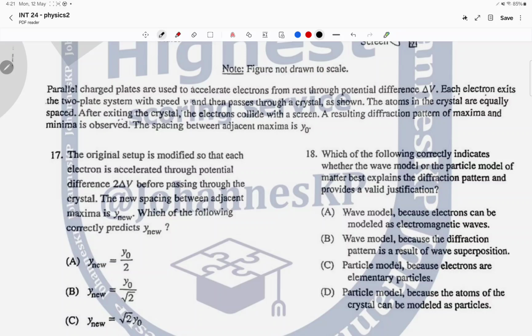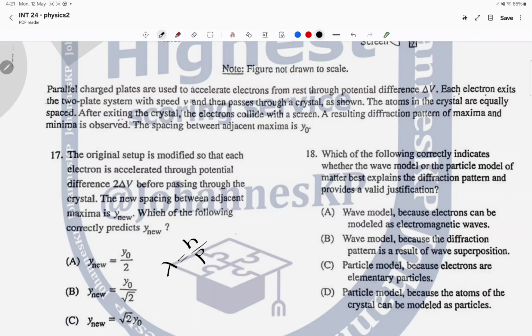So what's going to happen to the new spacing? Okay. So, do you know your equations? Of course. What are they? Okay. Do you know about de Broglie wavelength? De Broglie? Lambda is equal to h over p. Yeah. Now, p is just mv.